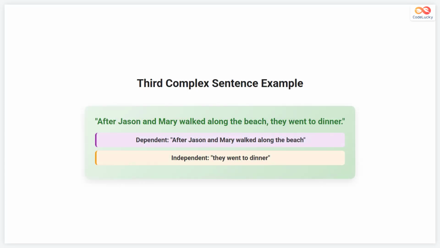In "After Jason and Mary walked along the beach, they went to dinner," the dependent clause, "after Jason and Mary walked along the beach," shows time relationship. This clause needs the main clause to make sense. "They went to dinner" is the independent clause that completes the thought.